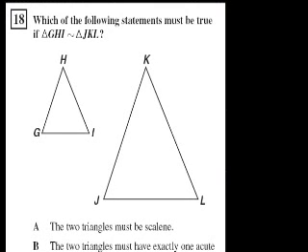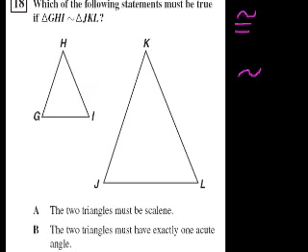Problem 18. Okay, let me cut and paste it. Which of the following statements must be true if triangle GHI is similar? When they write this, that means congruent. If they just write that, that means similar. Which of the following statements must be true if triangle GHI is similar to triangle JKL? So even before looking at the choices, that means that the ratio of all of the sides are the same, or all of the angles are the same. Let's see what they give us.